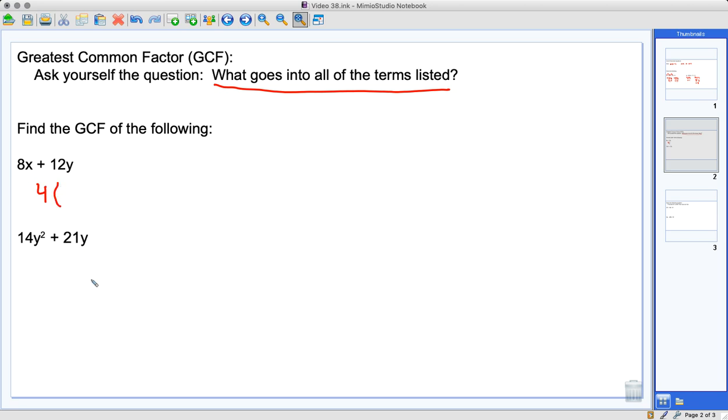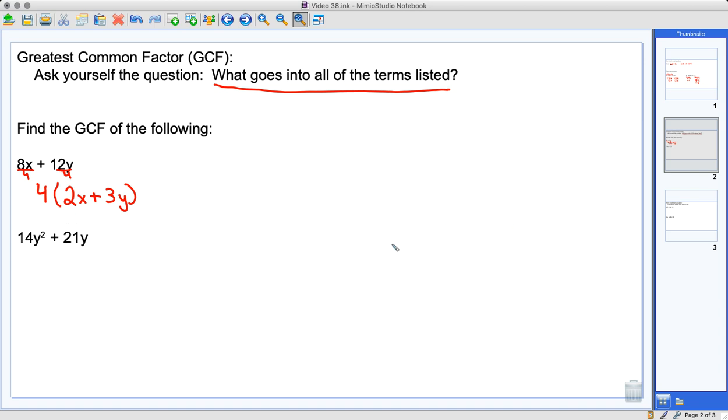Then I'm going to divide both of these by 4. So 8 divided by 4 is 2, I still have the x, plus 12 divided by 4 is 3, still have the y. That's factoring out a greatest common factor.